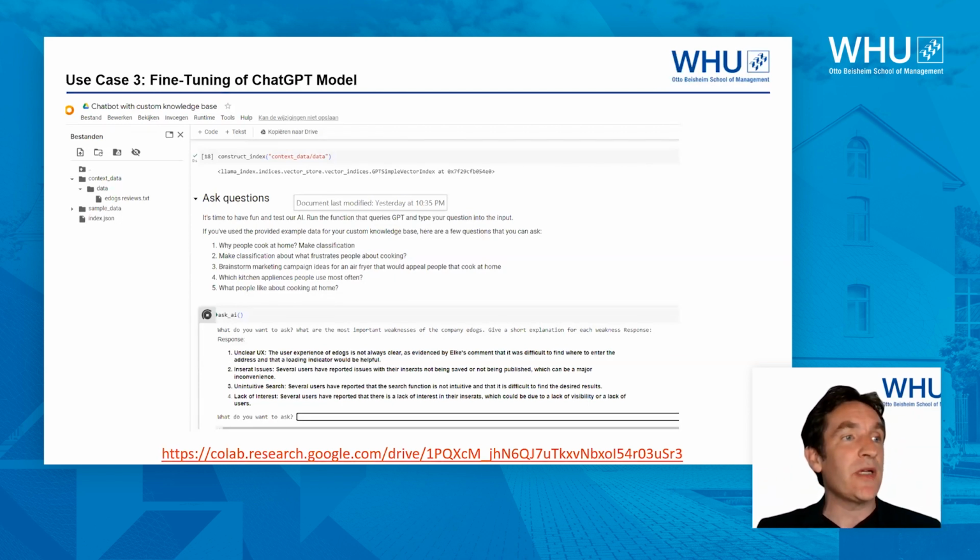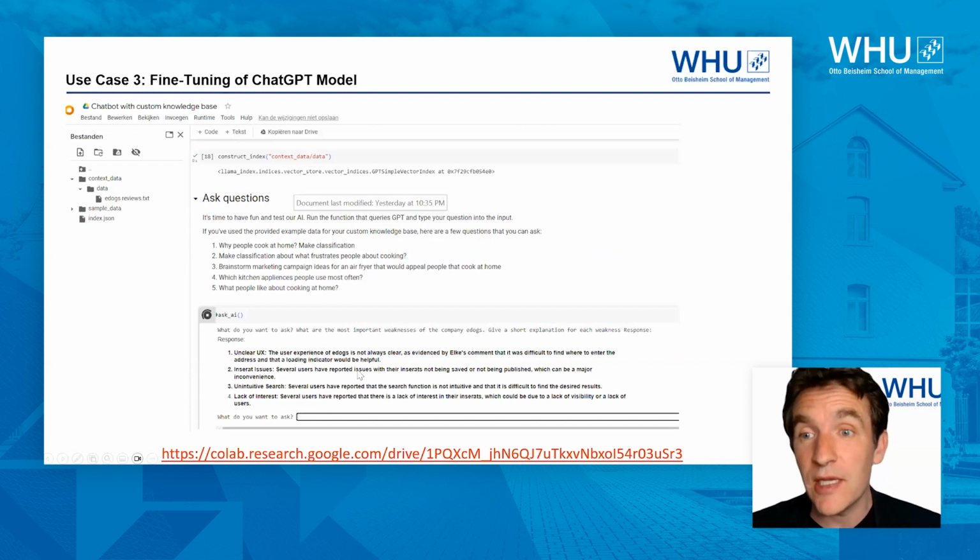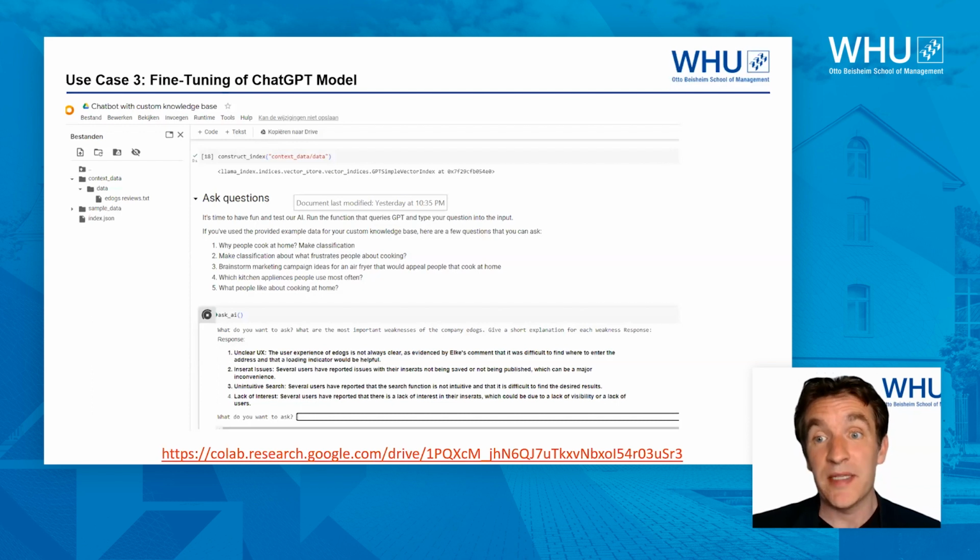And then again, you can start prompting your own language model. So then I can again ask, okay, what are the most important weaknesses of the company eDocs? And then it will generate the core weaknesses, but now not based on 50 reviews, but based on 2000 reviews. So I think this is quite recent, and this is very promising. You can upload a lot of documents in a system, train it as a language model, and then you can start prompting your own data.